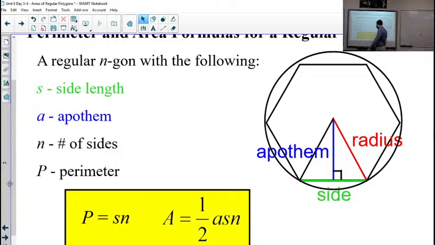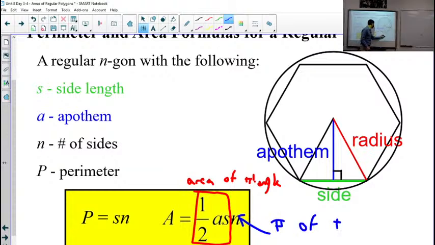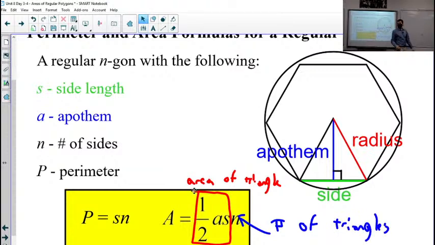Why is number of sides in the formula? Well, because remember that the apothem times the side length, that's my 1/2 base times height. So this is my area of the triangle. And then we talked about how the number of sides controls how many triangles I have. So that's why the formula looks the way it looks. It's on the basis of making these triangles and determining how many of them I have.